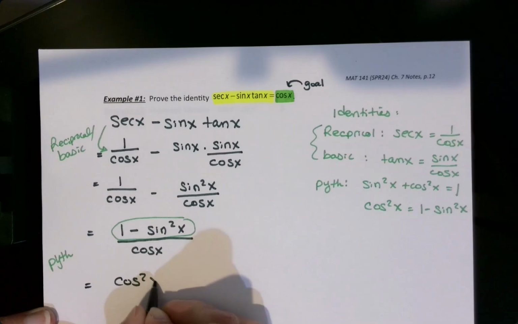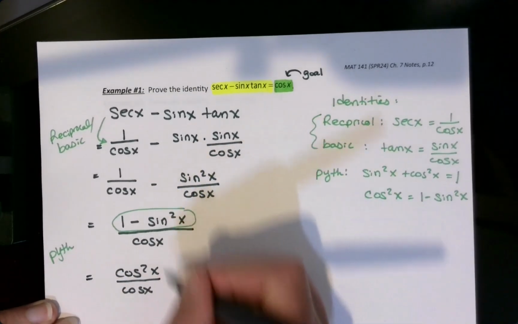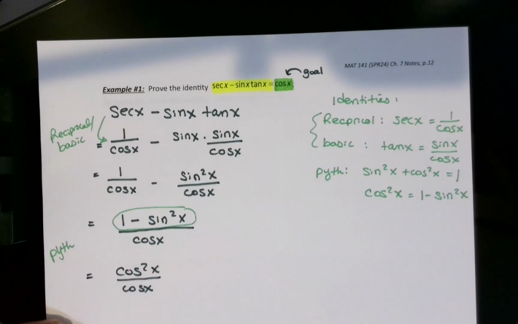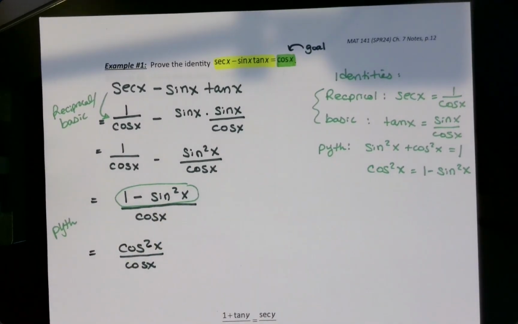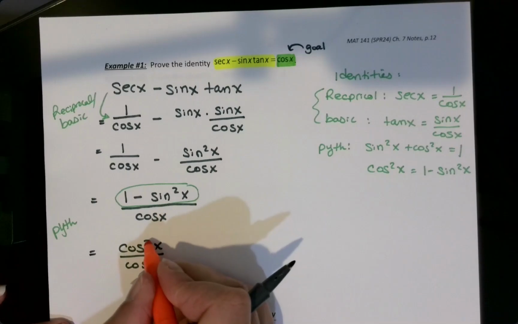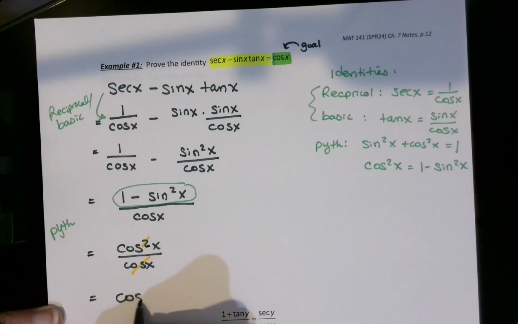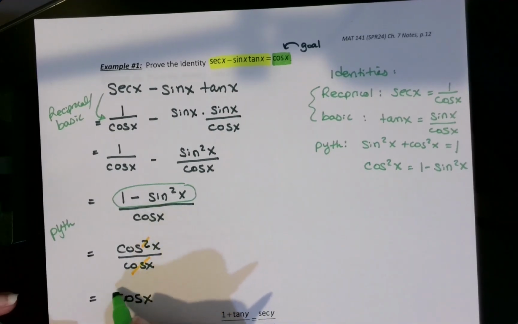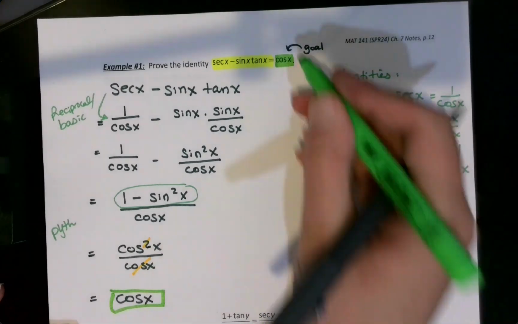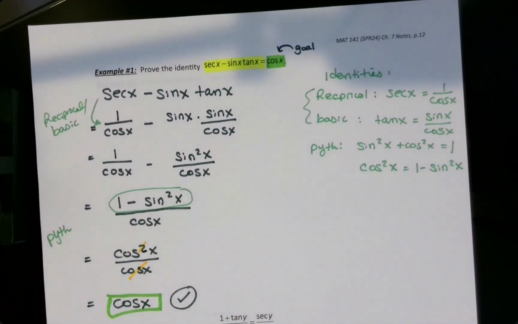So I've got cosine squared x over cosine x. That step happened based on one of the Pythagorean identities. And then from there, we're going to reduce. So cosine squared reduces out with cosine and leaves me with a single cosine of x. Remember that my goal was to get this to be cosine of x, and so I have accomplished that goal.